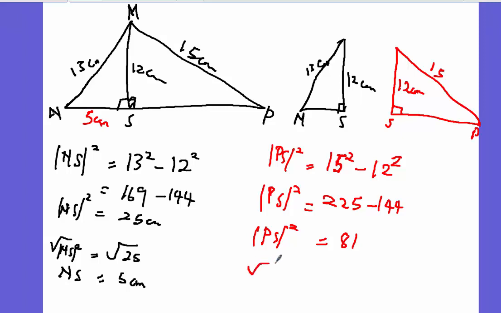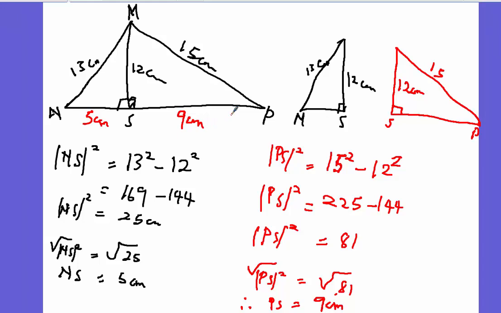So you find the square root of PS squared, then the square root of 81. Therefore, PS is equal to, of course, 9. PS is equal to 9. So 9 centimeters. Therefore, this point is also 9 centimeters.